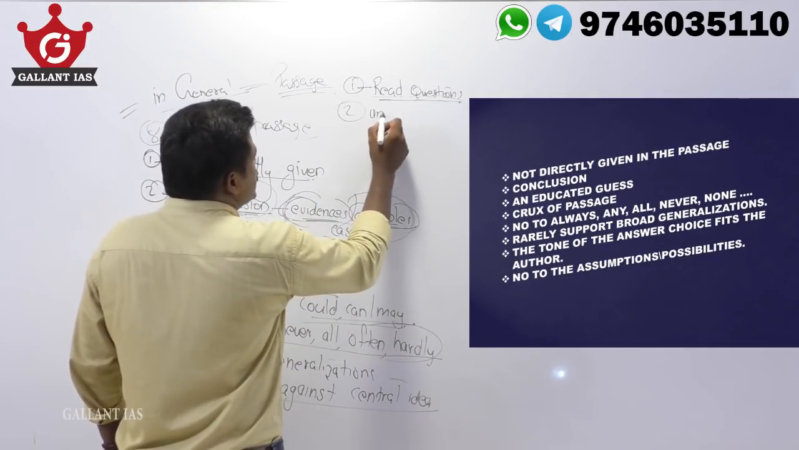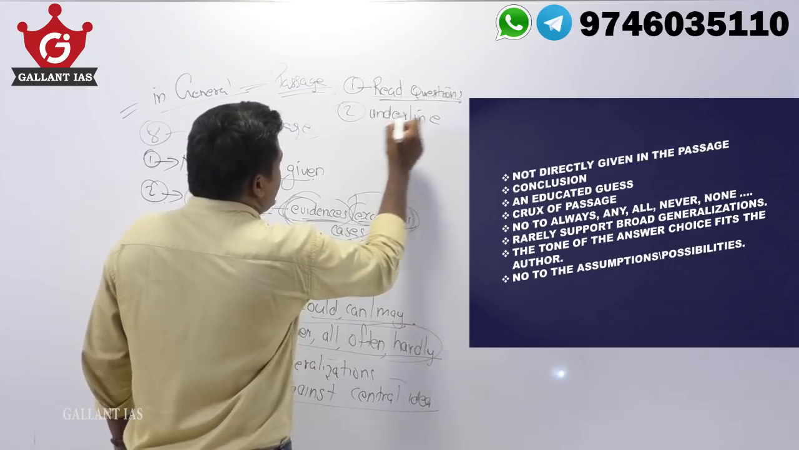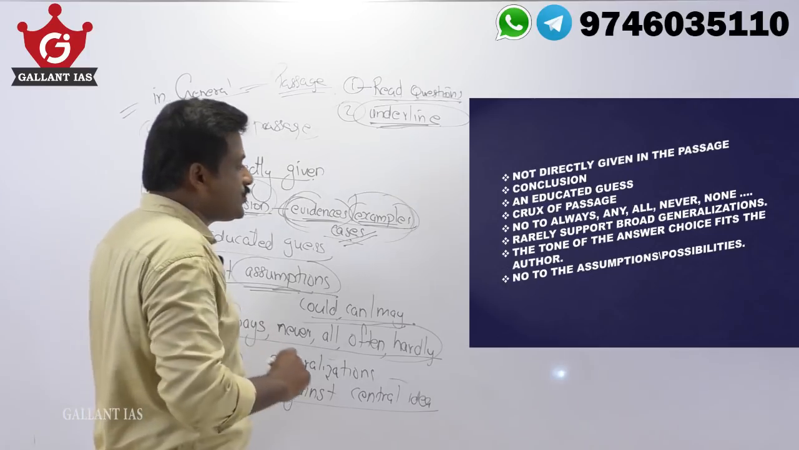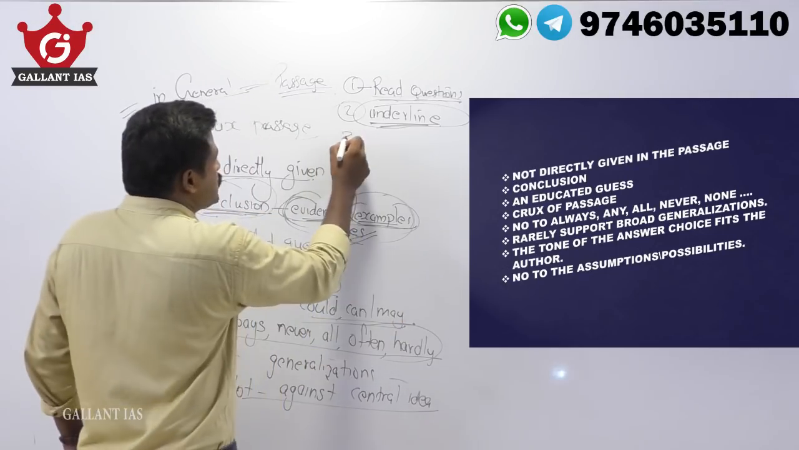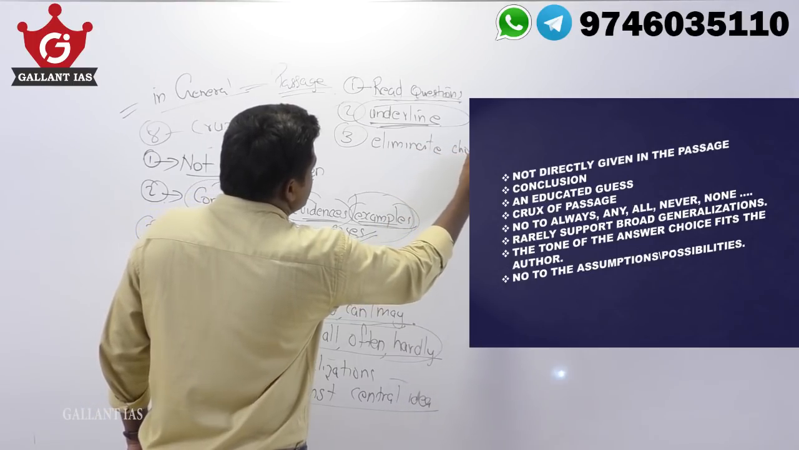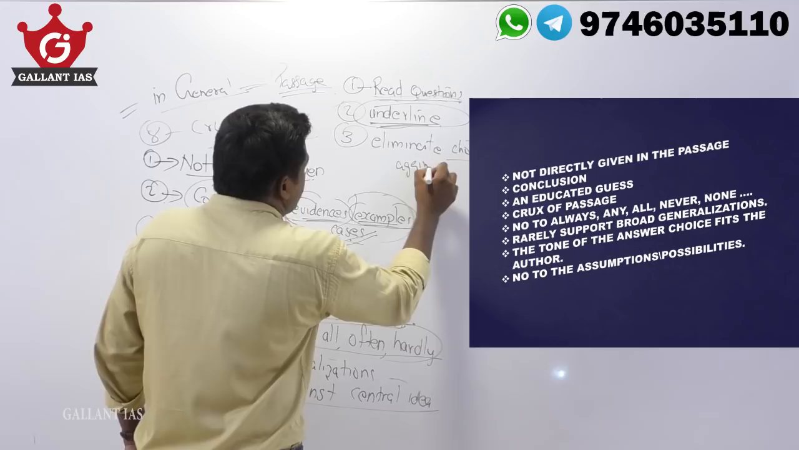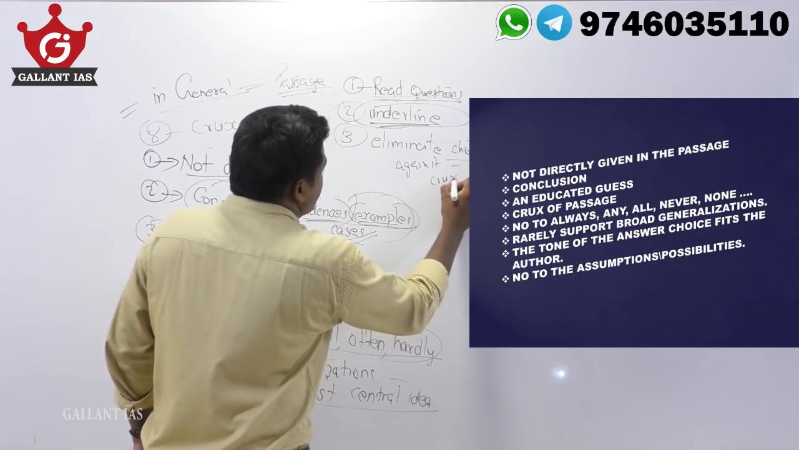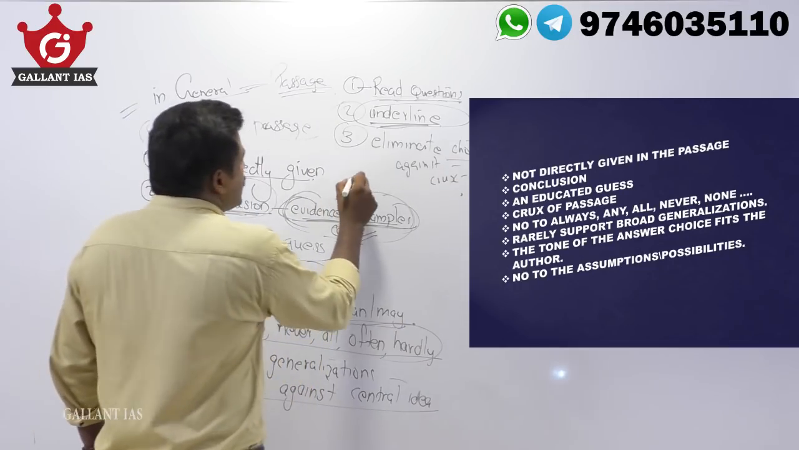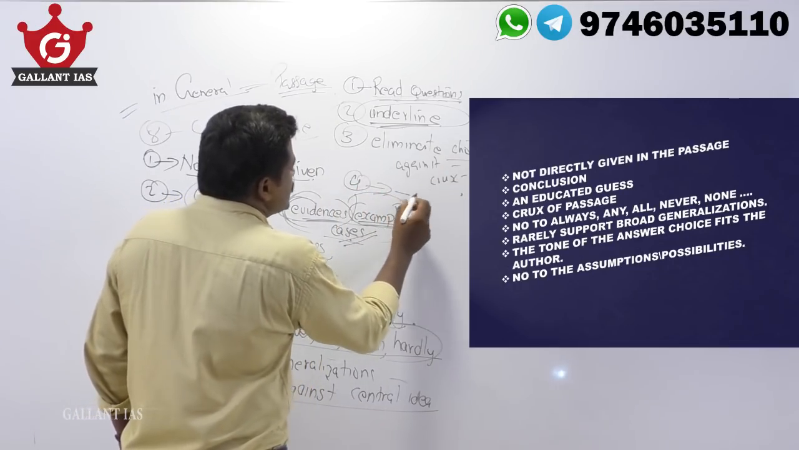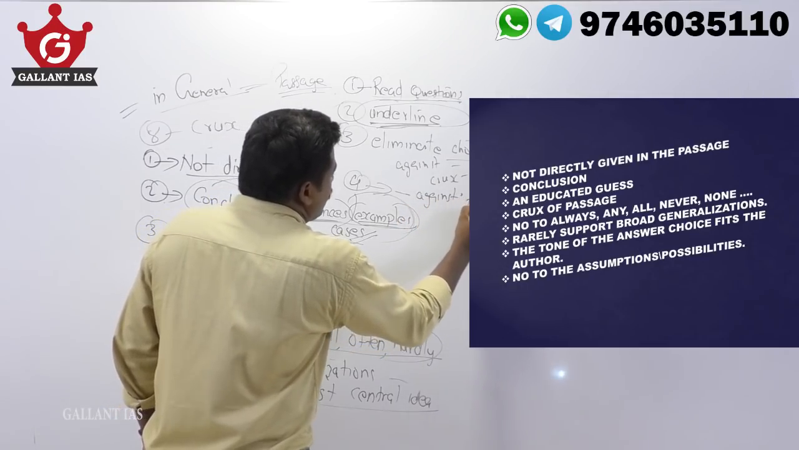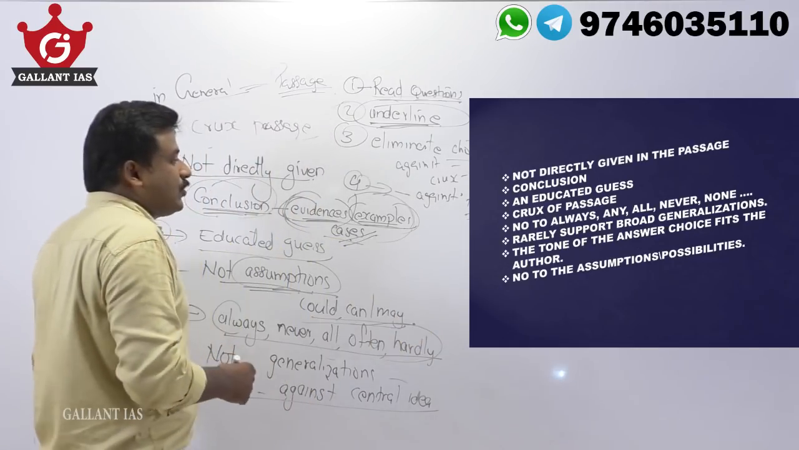Second thing, I would say that you just underline the keywords, whatever is asked in the question, such keywords you underline in the passage. Again, you try to eliminate the answer choices which is against the crux of the passage. Also try to eliminate that choices which is against the tone of the author.